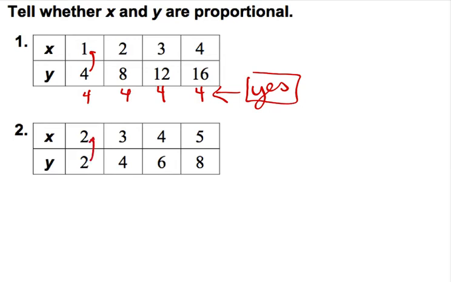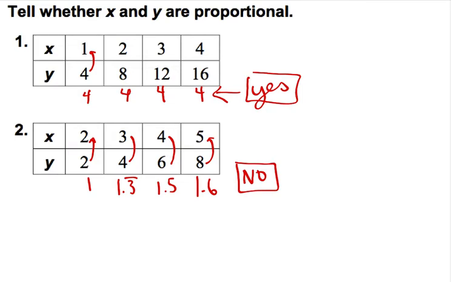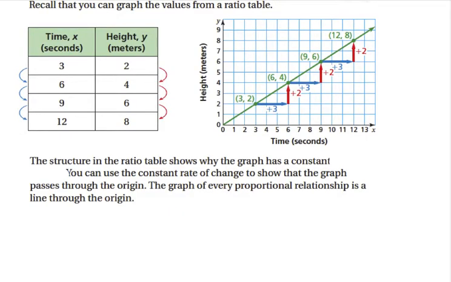Compare 2 to 2, you get 1. 4 to 3 is 1.3 repeating. 6 to 4 is 1.5. And 8 to 5 is 1.6. These keep changing. No, it's not proportional. You'd have to have the same ratio all of the time for them to be proportional.